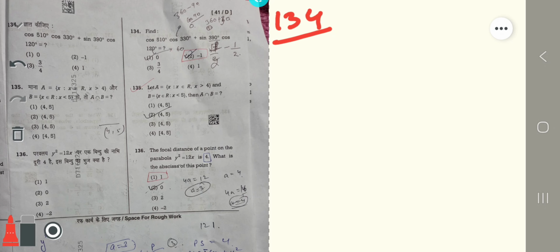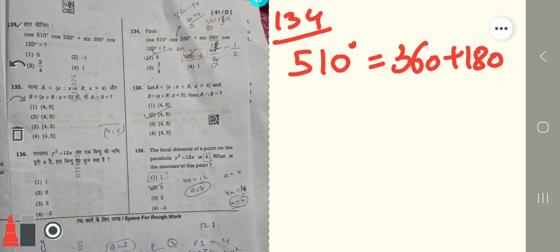cos 510 degree into cos 330 degree plus sin 390 degree cos 120 degree equals what? So here we have to simplify these angles that we are given. So can I write 510 degree as 360 plus 180 minus 30? Can I write it like that?